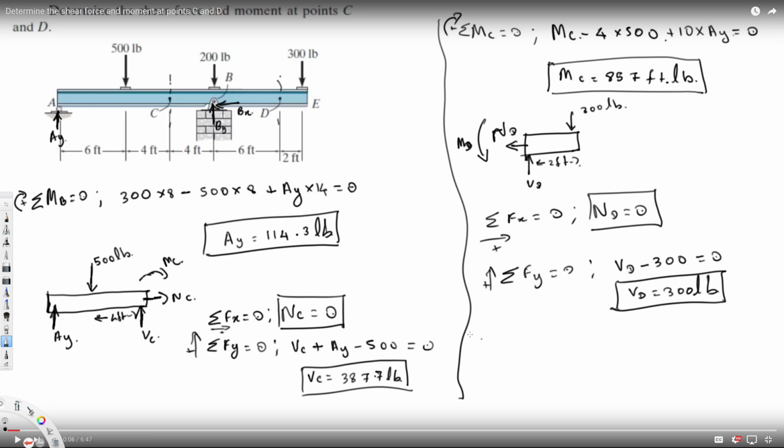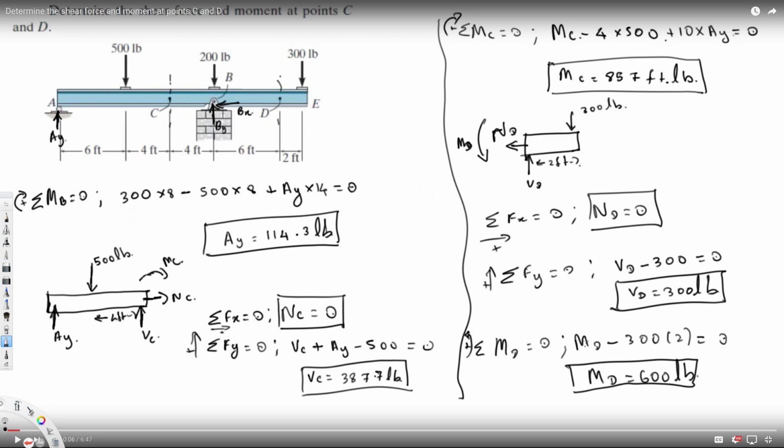Now I have to calculate the moment. Let's see, the moment around D equals 0. If I take counterclockwise positive, this is going to be a positive MD, and we have 300 pounds pushing this object counterclockwise, so it's going to be negative 300 times 2, and that's it, equal to 0. So MD comes out to be 600 foot-pounds counterclockwise. Since this is positive, it's automatically counterclockwise.